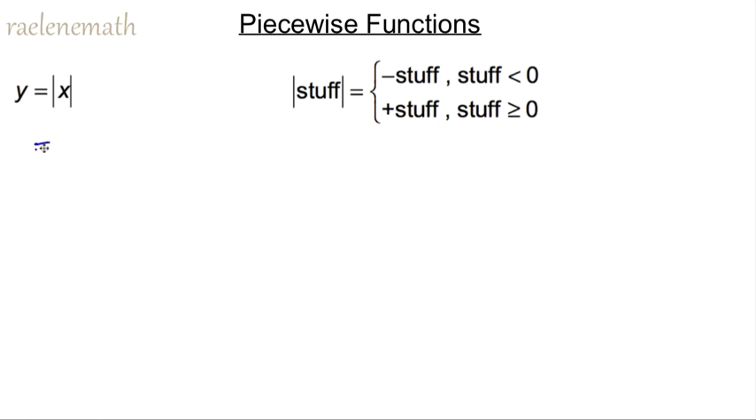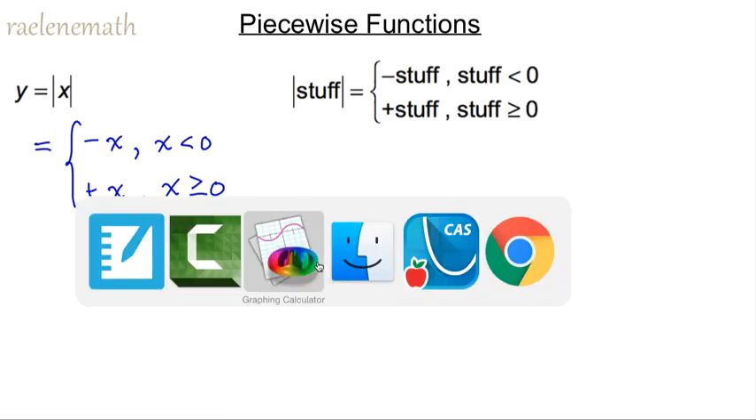So what does that mean for the absolute value of x graph? Well, here we have stuff of x, we can remove the absolute values by saying that the absolute value of x is identical to negative x or to positive x. We use the first definition if the stuff is negative, and the second definition if the stuff is non-negative, positive or 0. And so we can take a look at that graph.